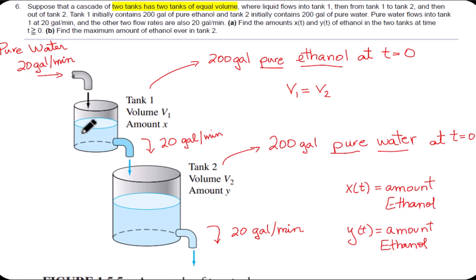So, what else? Initially, tank 2 had 200 gallons of pure water. Okay, so pure ethanol in tank 1, pure water in tank 2, pure water is coming into tank 1. So tank 1, which had ethanol, is going to begin to get diluted. But this ethanol mixture is coming out into tank 2, adding more ethanol to tank 2. So x of t is the amount of ethanol in tank 1 at time t. y of t is the amount of ethanol in tank 2.